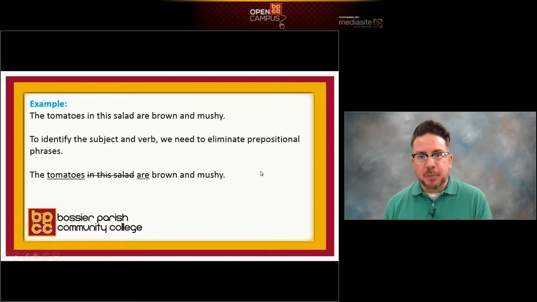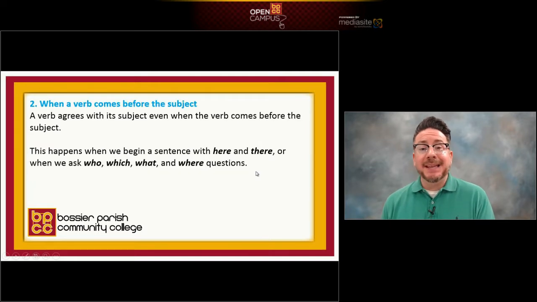Without crossing out that prepositional phrase, it would be easy to assume that the subject of this sentence is salad, because salad is right next to the verb. But salad is not the subject because it is part of a prepositional phrase.